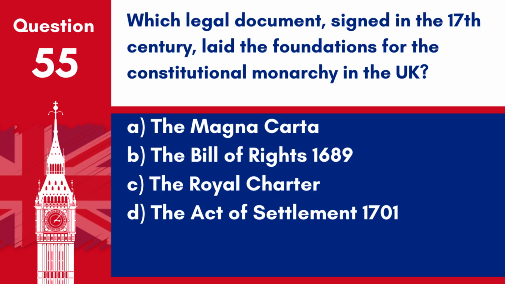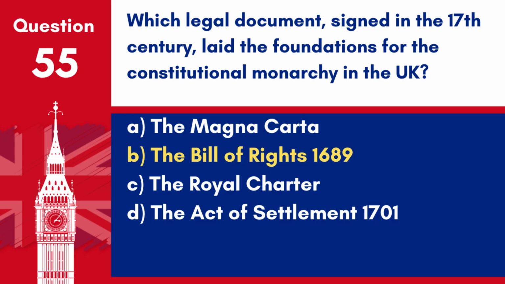Which legal document, signed in the 17th century, laid the foundations for the constitutional monarchy in the UK? A. The Magna Carta. B. The Bill of Rights 1689. C. The Royal Charter. D. The Act of Settlement 1701.